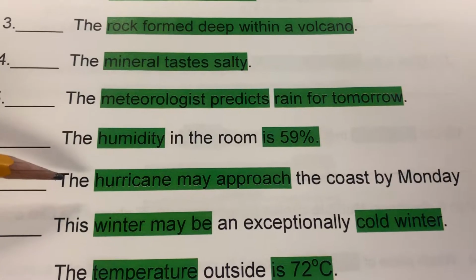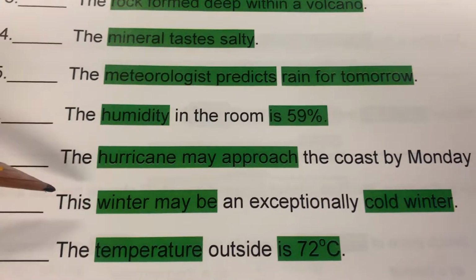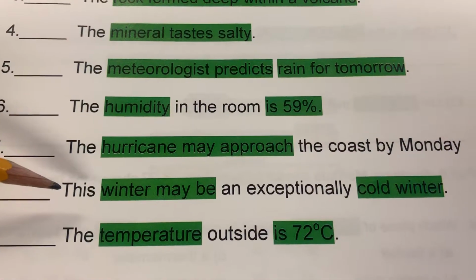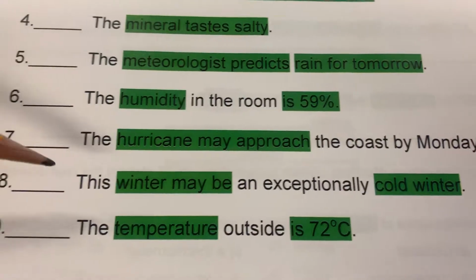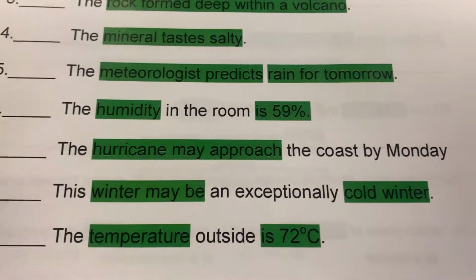Number 7, the hurricane may approach the coast by Monday. Number 8, this winter may be an exceptionally cold winter. Number 9, the temperature outside is 72 degrees Celsius.